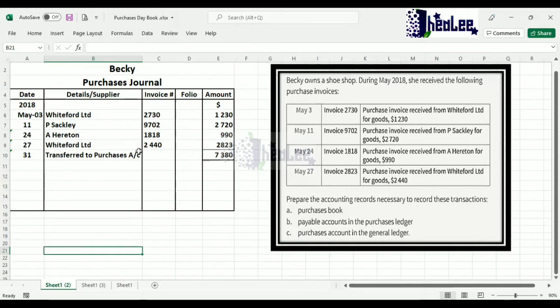So in the previous lesson, we had completed part A of this question, the purchases book. What we're going to do in today's session is to look at B and C, where you're asked to prepare payables accounts in the purchases ledger and the purchases account in the general ledger. Now, please note that in your ledgers, remember, you show T accounts, ledger accounts. You complete double entry in these ledgers.